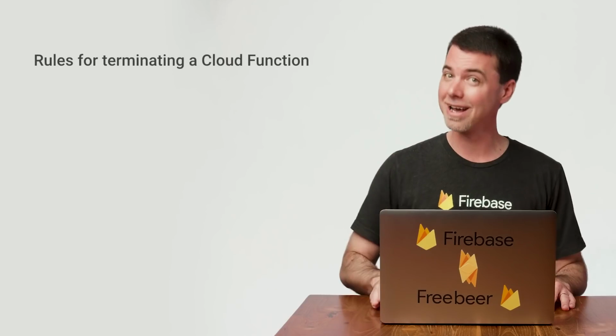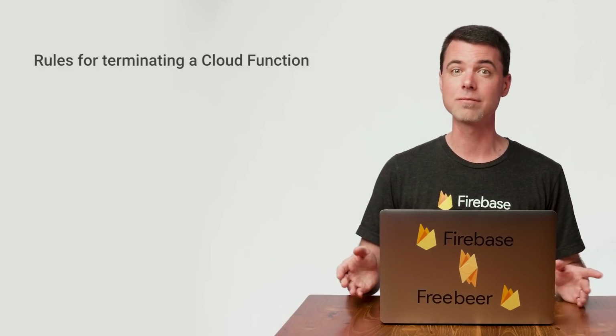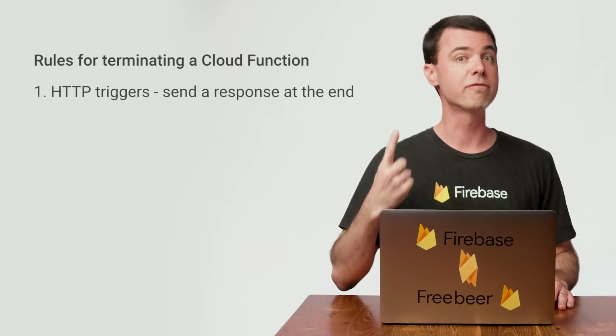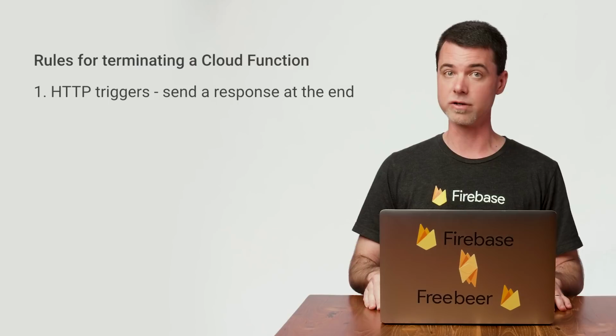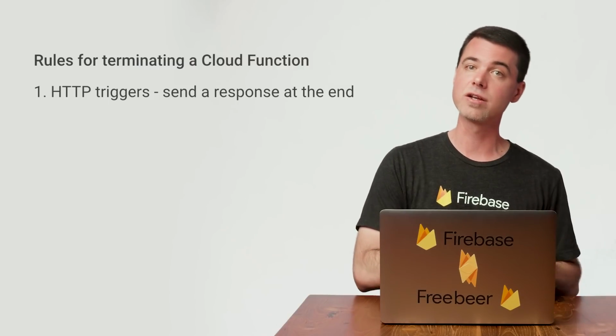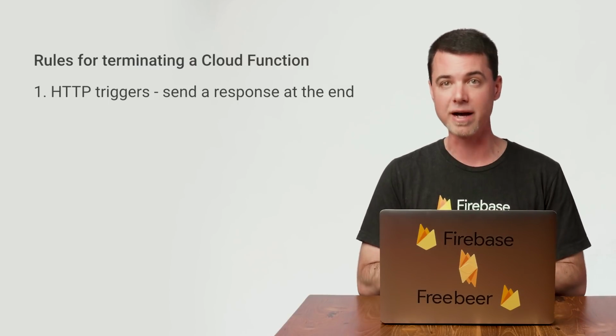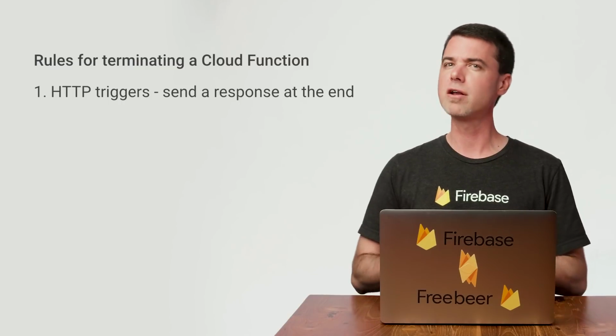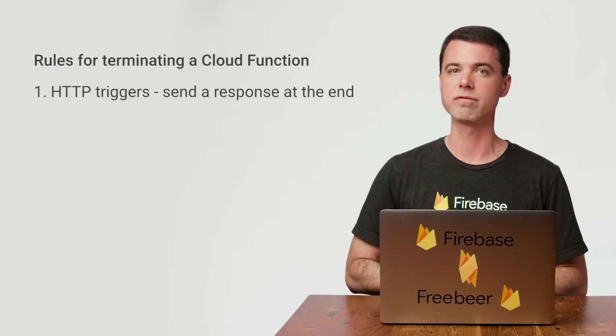So, how exactly do you terminate a cloud function correctly? Well, there's two rules to know. First, for HTTP type triggers, they're terminated after they send a response to the client using the response object that it received. If you followed my last video, you saw that with a hello world function.